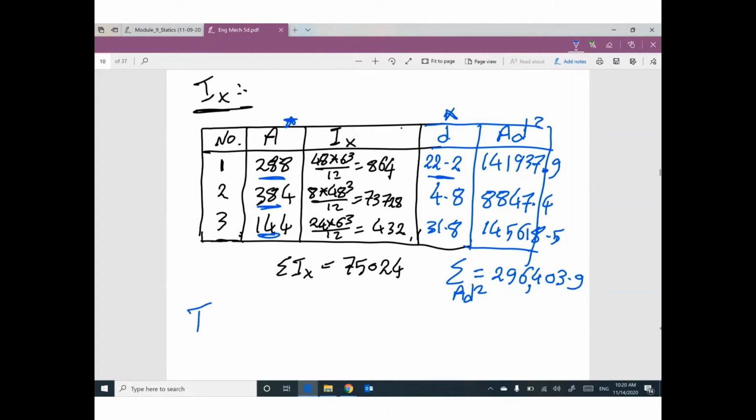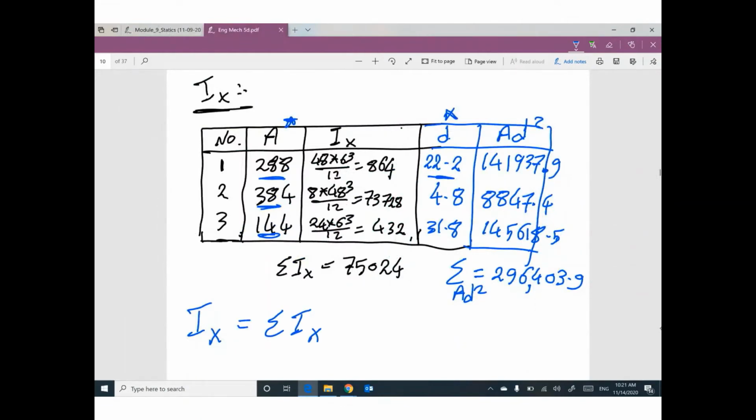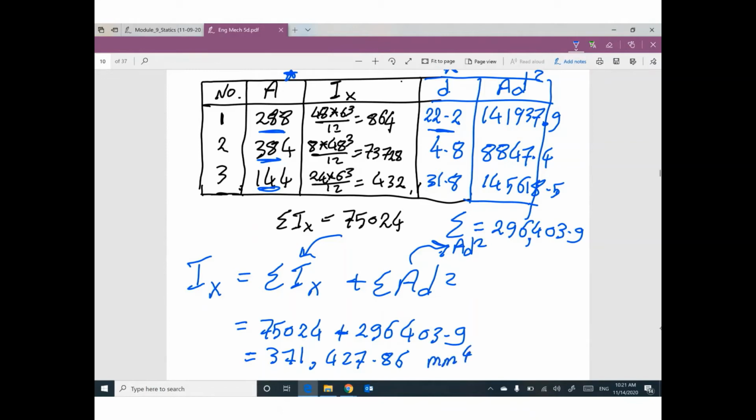296,403. That means Ix for the whole cross section will be summation Ix, this column, plus summation area D square, this column. So the final answer will be 75,024 plus 296,403.9. The final answer for Ix will be 371,427.86 millimeter to power 4.